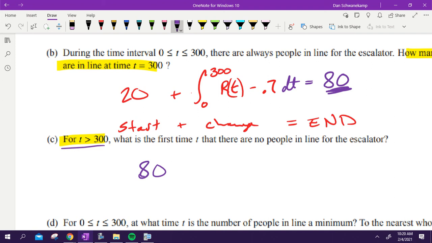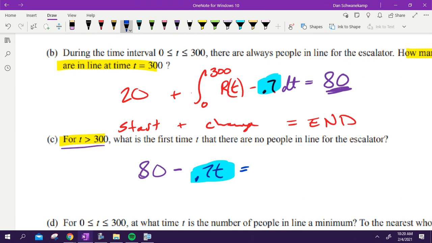Divide by 0.7. Let's write an equation, though. So 80 minus 0.7t. Technically, this is the integral of that. I took the antiderivative: 0.7, I add 1 to my exponent, it's 0.7t. That's telling me the amount of people. So I have 80 people, and every second, I'm losing another person. I'm losing 0.7 of a person.